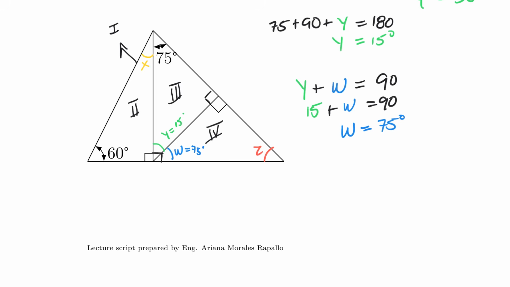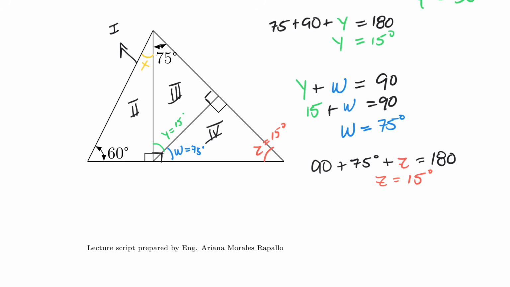Okay, so now we have this angle here, and we need to find this angle right here. Let's set up the equation then. We have that 90 plus 75 plus Z is equal to 180 degrees. And Z, after the calculations, is equal to 15 degrees. Okay, so this angle right here is 15 degrees.